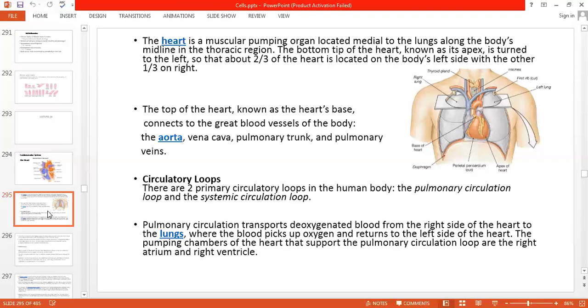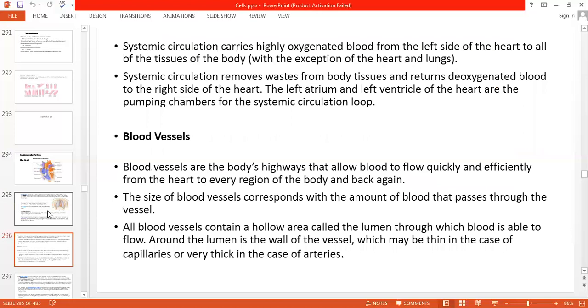Pulmonary circulation transports deoxygenated blood from the right side of the heart to the lungs, where the blood picks up oxygen and returns to the left side of the heart. The pumping chambers of the heart that support the pulmonary circulation loop are the right atrium and right ventricle. Systemic circulation carries highly oxygenated blood from the left side of the heart to all of the tissues of the body, with the exception of the heart and lungs. So systemic circulation from the heart supplies the whole body, except lungs and heart.